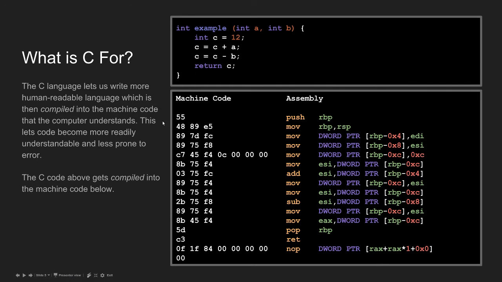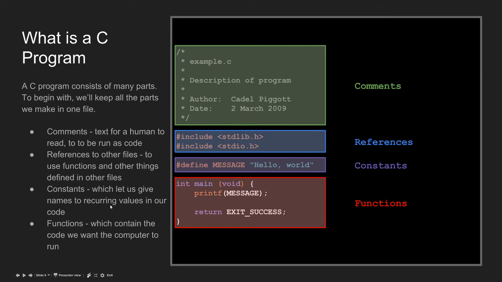And as you can see, the C code at the top is a lot easier to comprehend than this down the bottom. So we have C programs, and C programs are split up into a lot of parts. You have comments, which are littered throughout the program, but just help anyone who's reading through it understand it better. And those aren't actual code, those aren't executed.